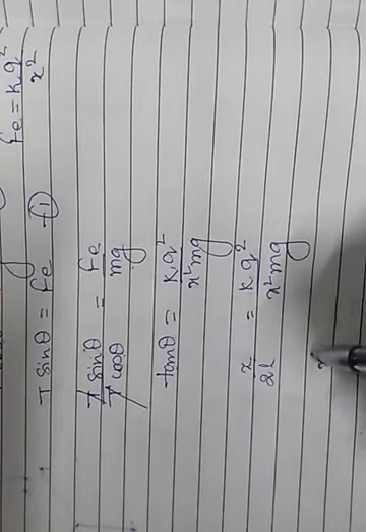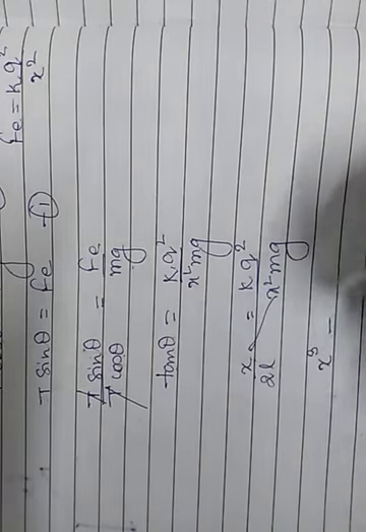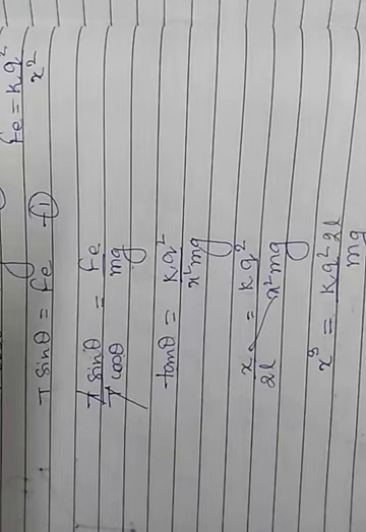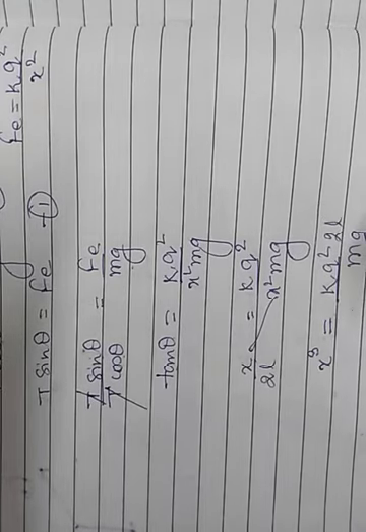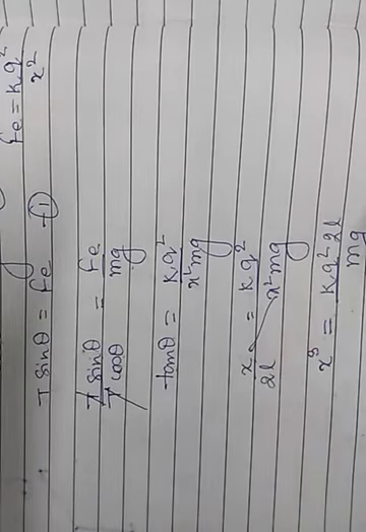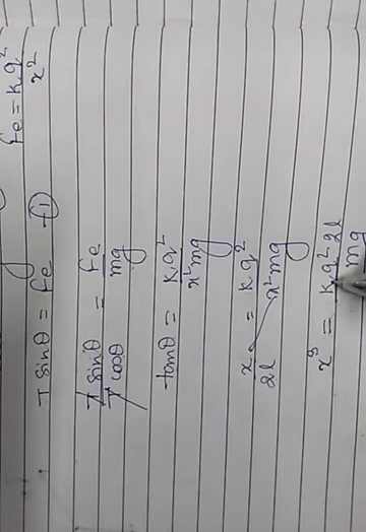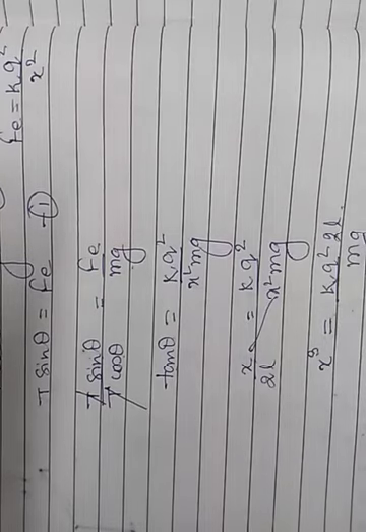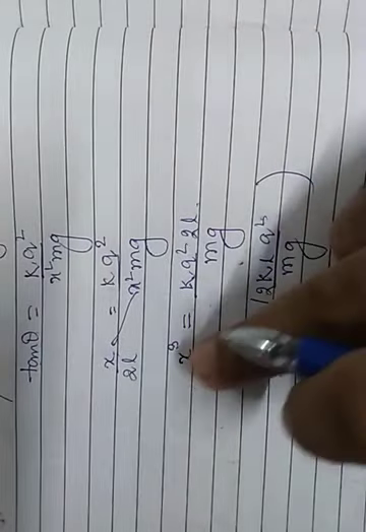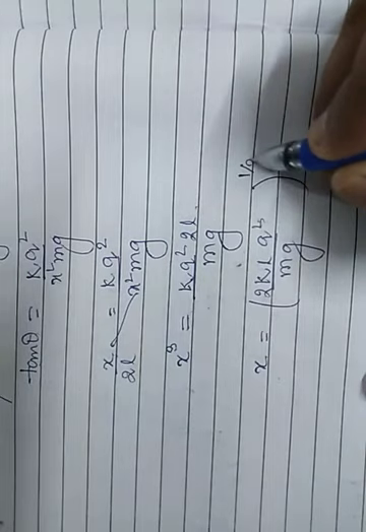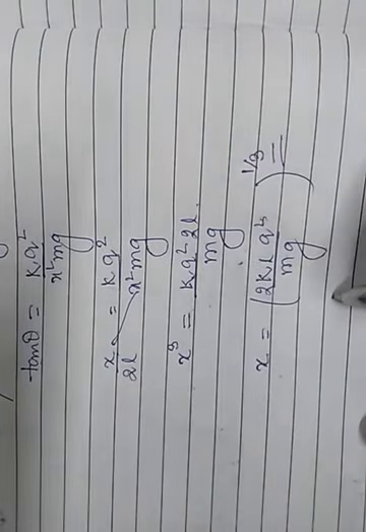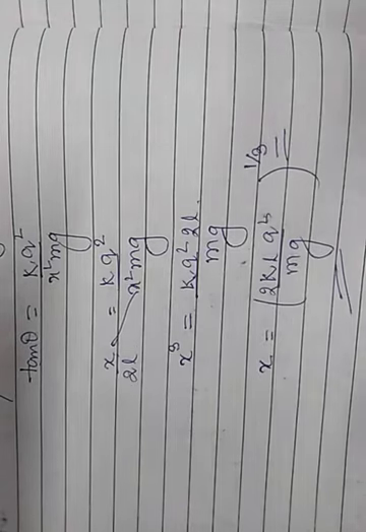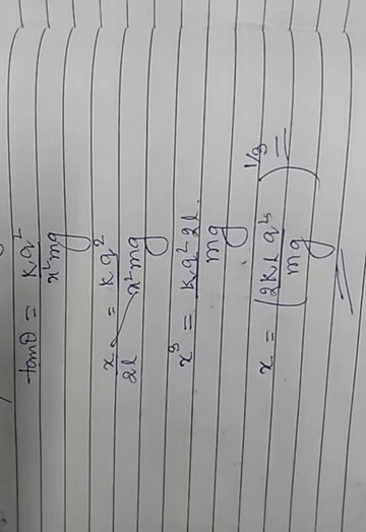Cross multiplication: x square will multiply with x, so x cube equals 2kL q square upon mg. If we remove this cube, it becomes power 1 by 3. So this is x.